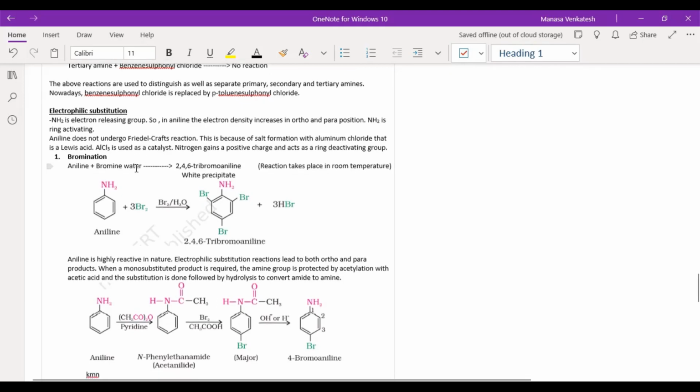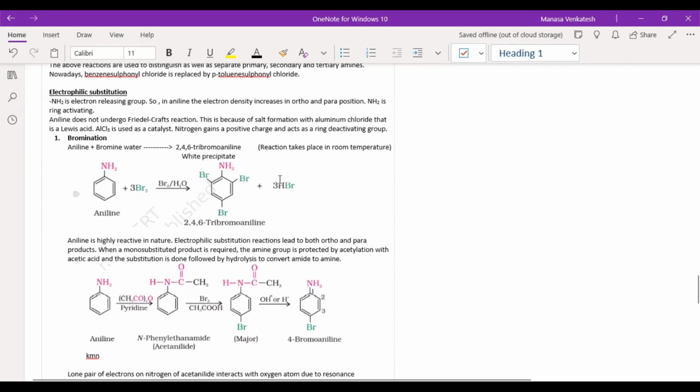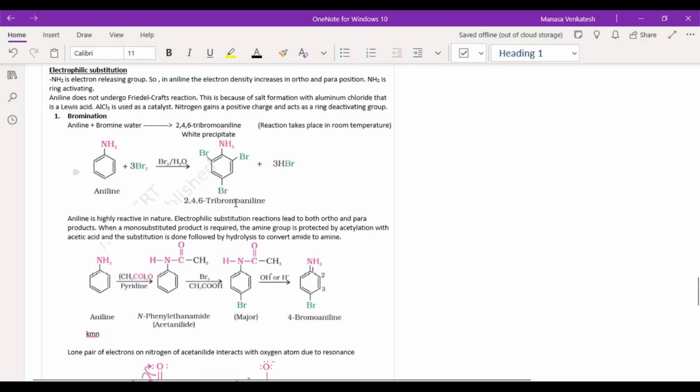So let's start with bromination. Aniline reacts with bromine and water to give us 2,4,6-tribromoaniline. And this is a white precipitate, and this reaction is so quick and it takes place at room temperature. And this is an issue because when we want a single substituted product, that becomes quite an issue, right?